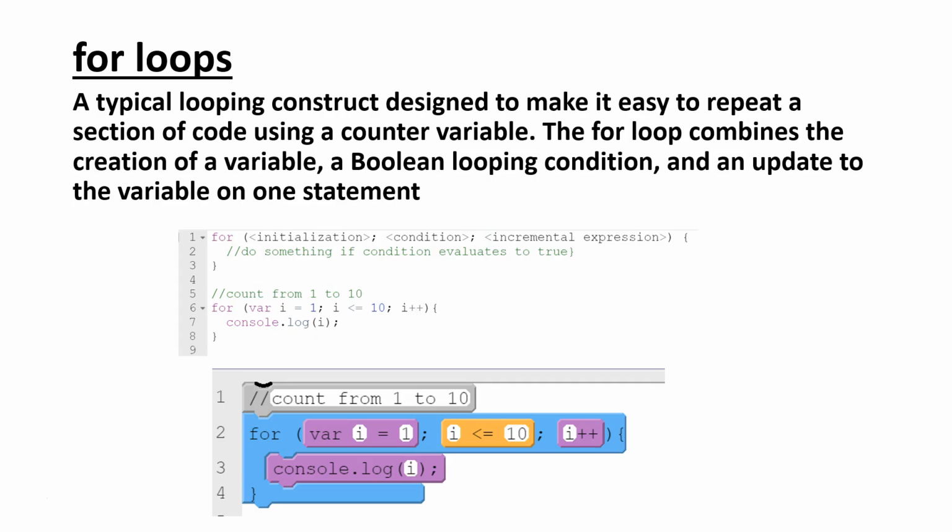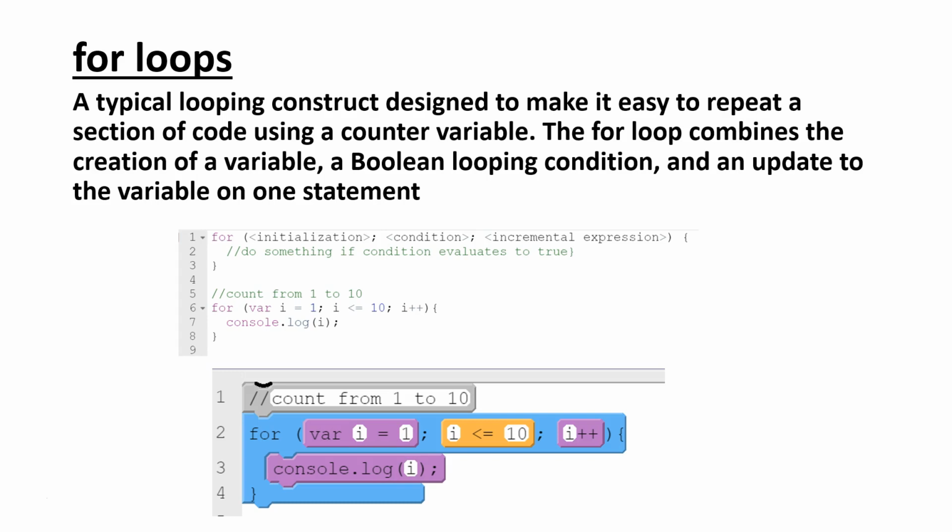So here's a definition for a for loop. A for loop is a typical looping construct designed to make it easy to repeat a section of code using a counter variable. The for loop combines the creation of a variable, a Boolean looping condition, and an update to the variable in one statement, which makes it a cool thing.